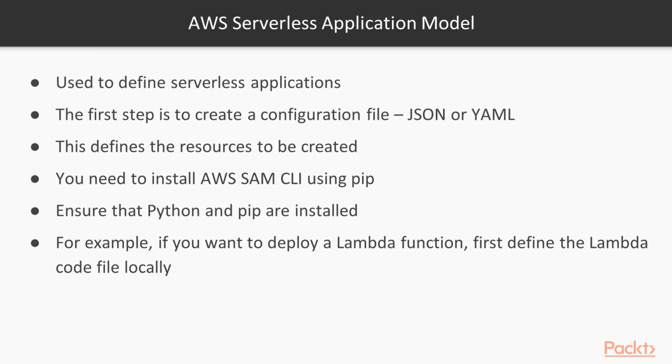So what do you do? Well, firstly, you define the Lambda code that you want to deploy. So you will define this locally. Instead of actually going to the AWS console and defining the function over there, you will first create the Lambda code locally.